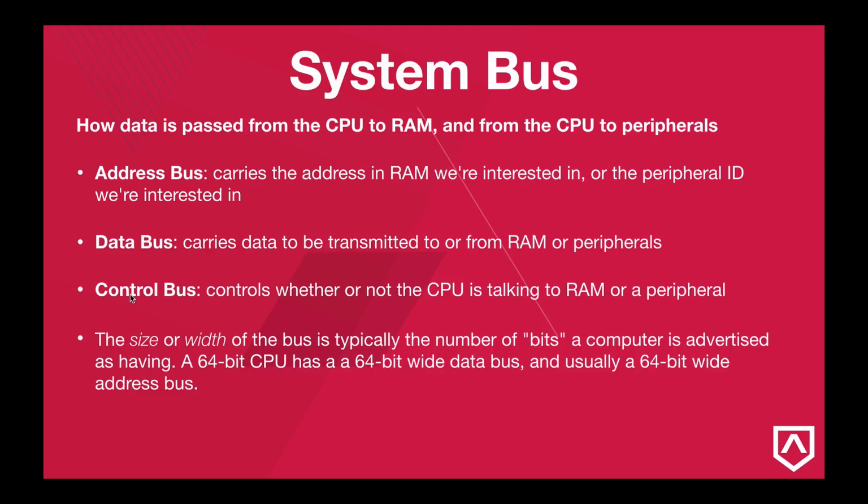Now, how big the bus is, that is how many bits it can transmit at the same time, the width of the bus, as we might call it, is the same as the number of bits that your computer is advertised as having. If you have a 32-bit computer, the bus typically is 32 bits wide. A 64-bit computer has a 64-bit wide bus.